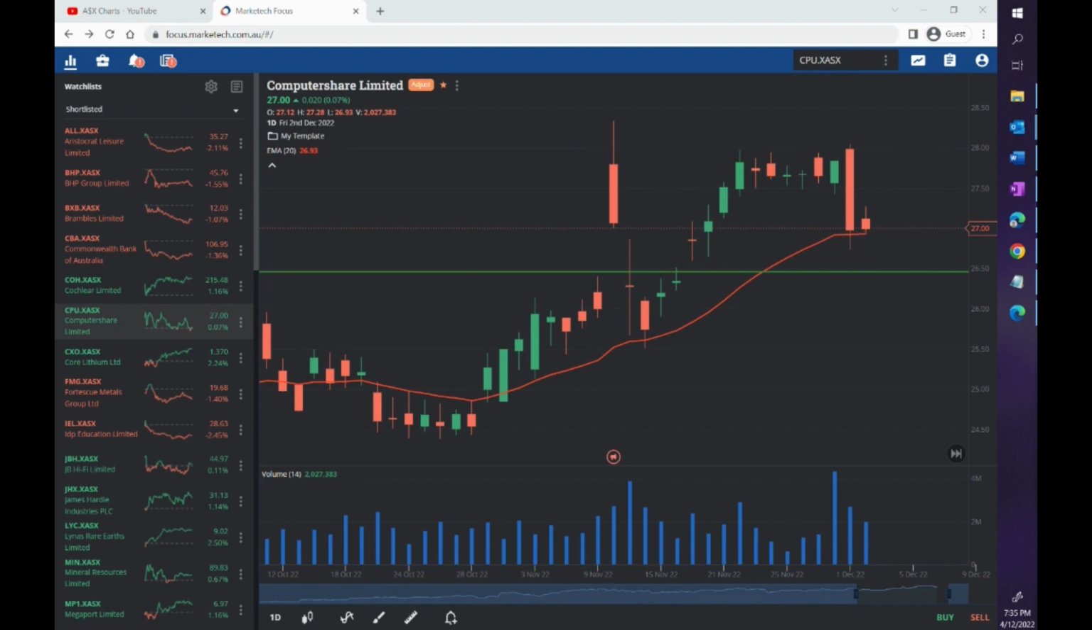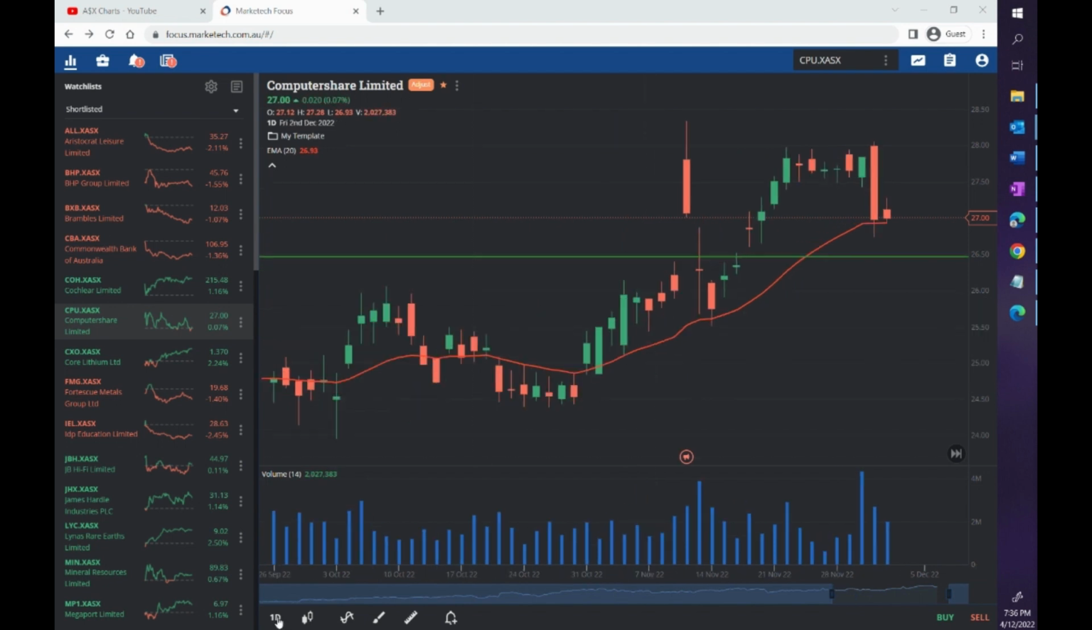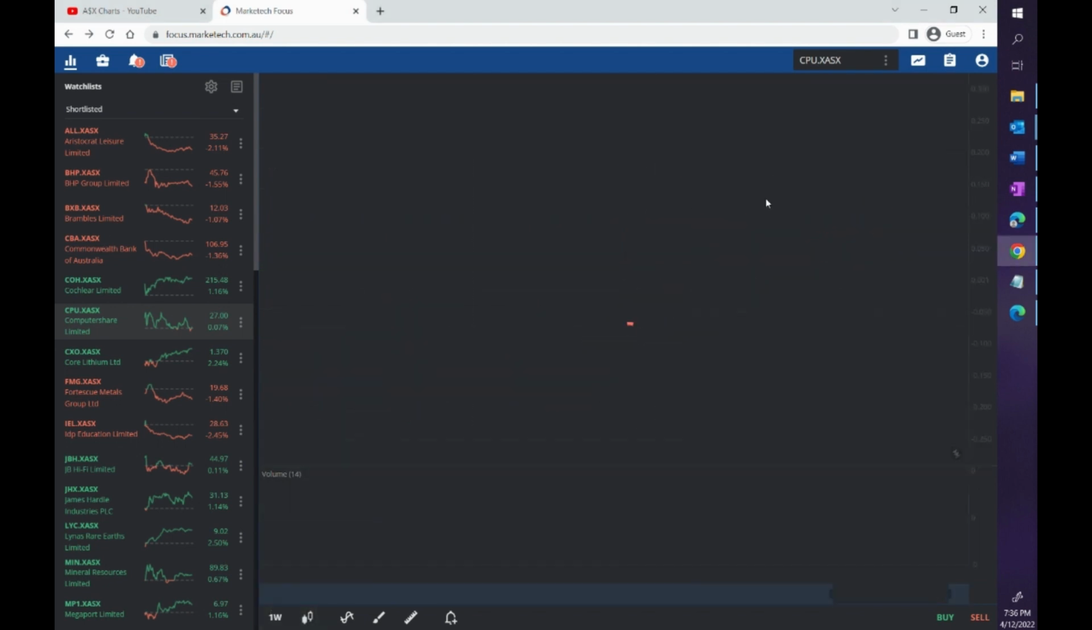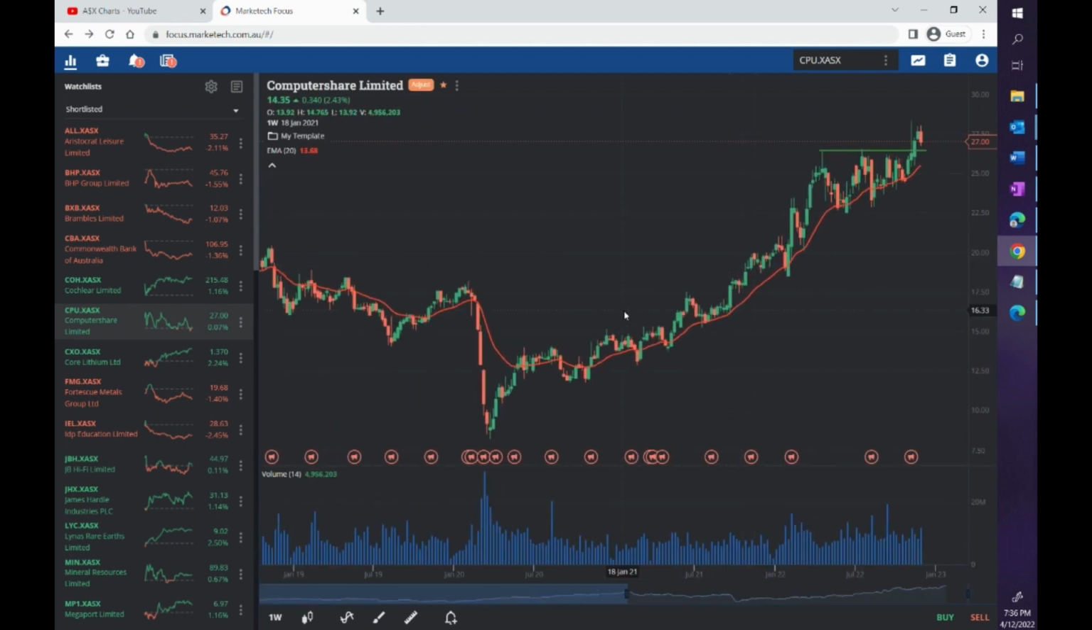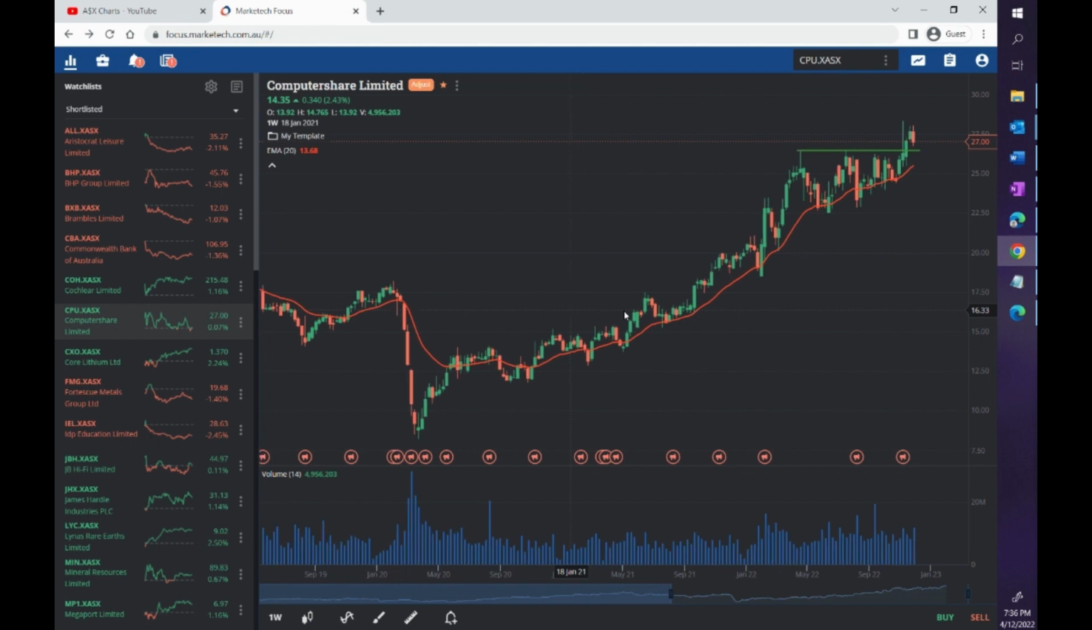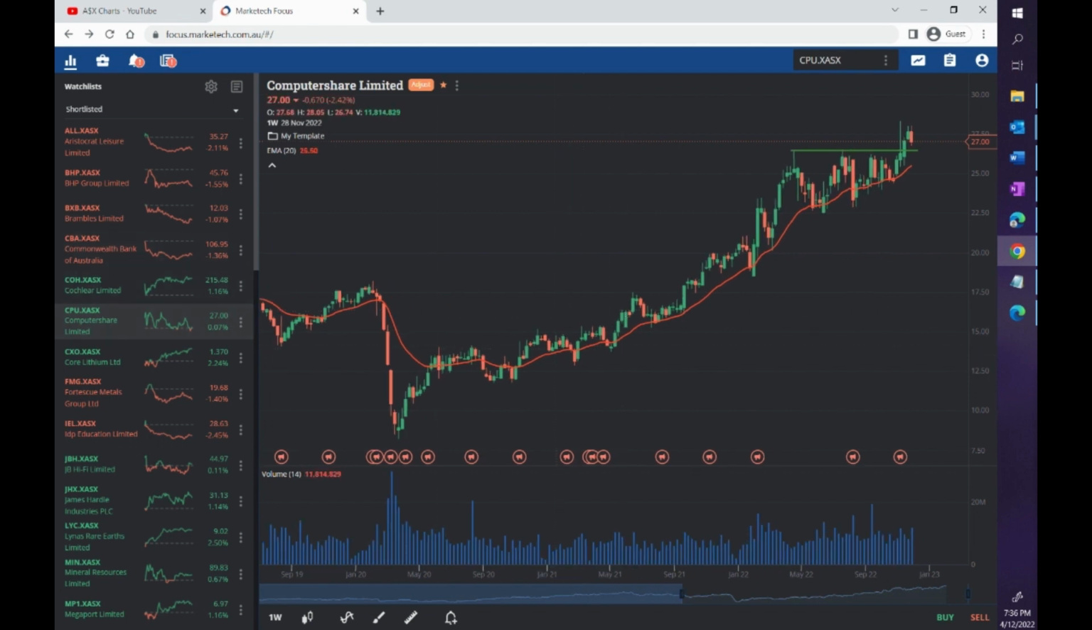Now this is the daily chart, and I would also like to see how the weekly chart looks. When we look at the weekly chart, you can really see the clear upward trend that Computer Share has been showing, barring this point, which was the start of COVID. But once it moved up, it has not looked back, and we can see that trend going up.